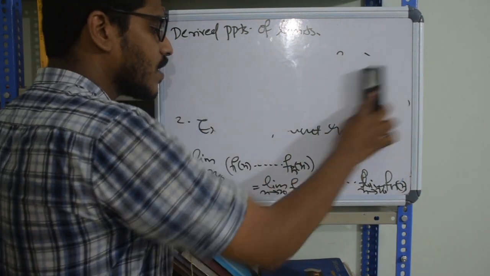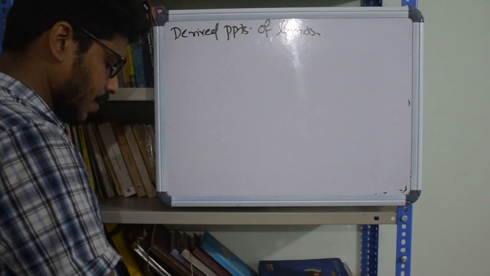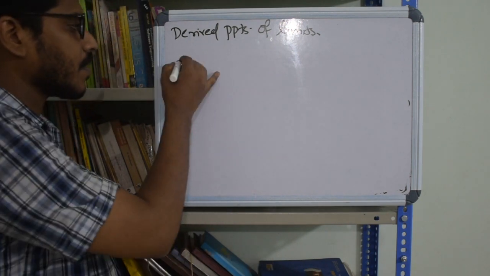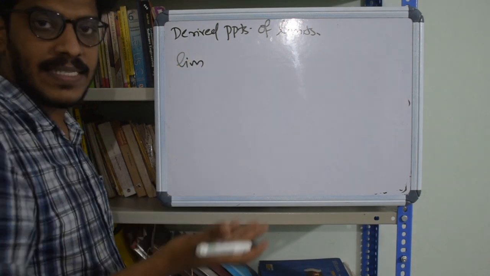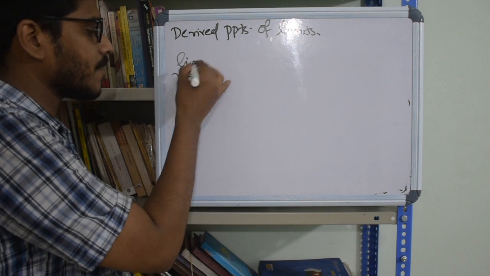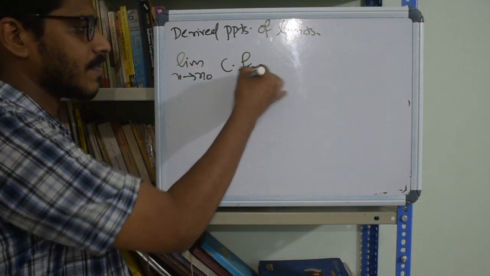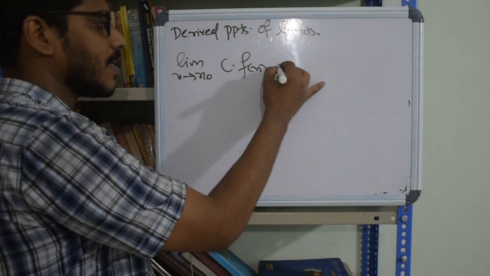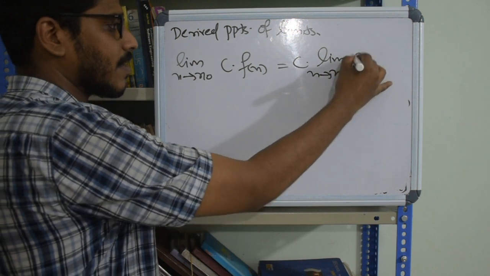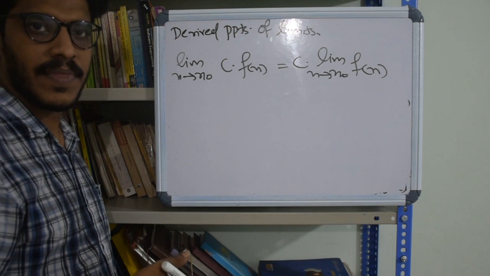And the third rule is the constant multiple rule. Suppose we have a function f which has a limit at x naught. What we mean by that statement, limit x tends to x naught, f of x exists, that's all. So if it is the case, then limit x tends to x naught, c into f of x, where c is a constant, is c into limit x tends to x naught f of x. So the constant can be taken out of the limit.